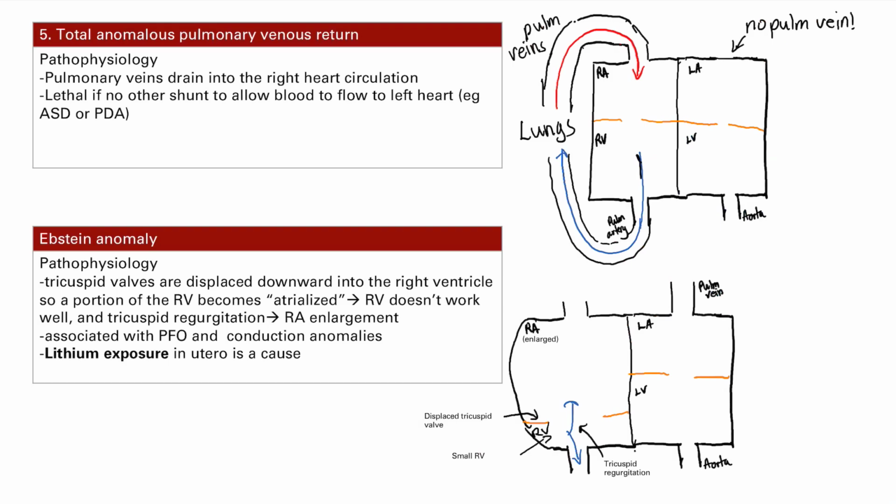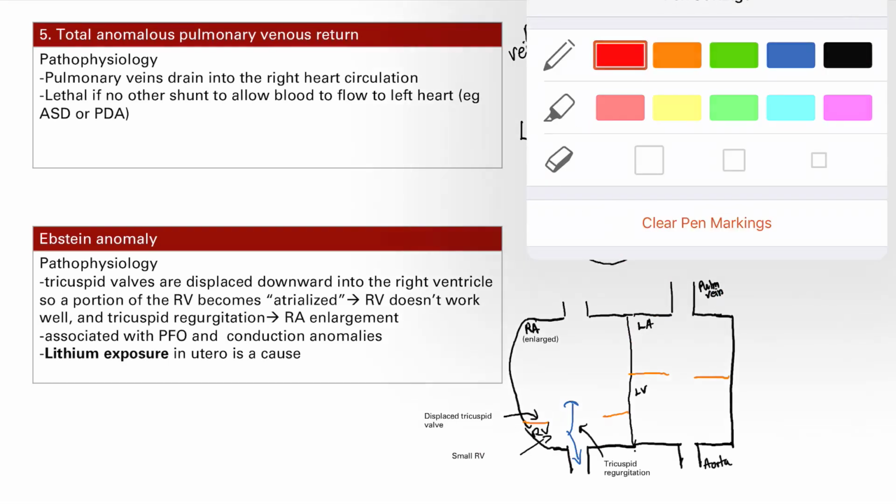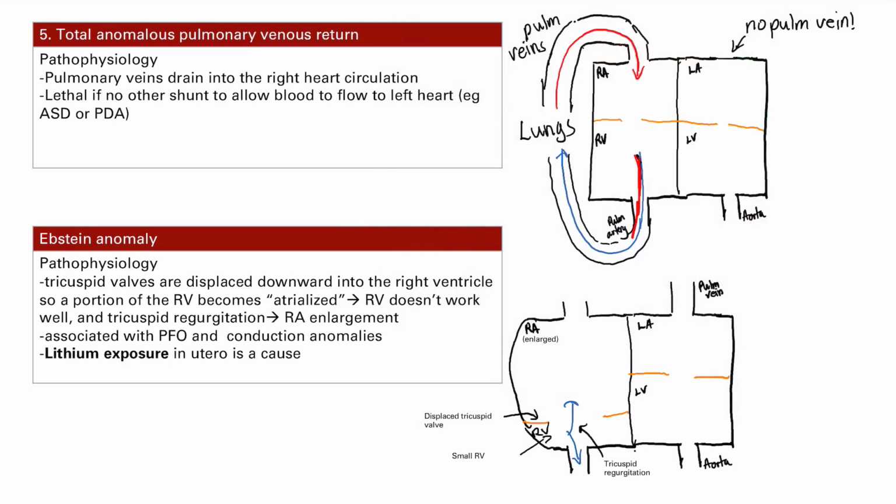Because it's such a loop, your oxygenated blood is going to stay oxygenated the whole time as it goes to the lungs, comes out, and goes back to the lungs. So you have to have a shunt that can bring this oxygenated blood over there. So next we have Epstein anomaly.